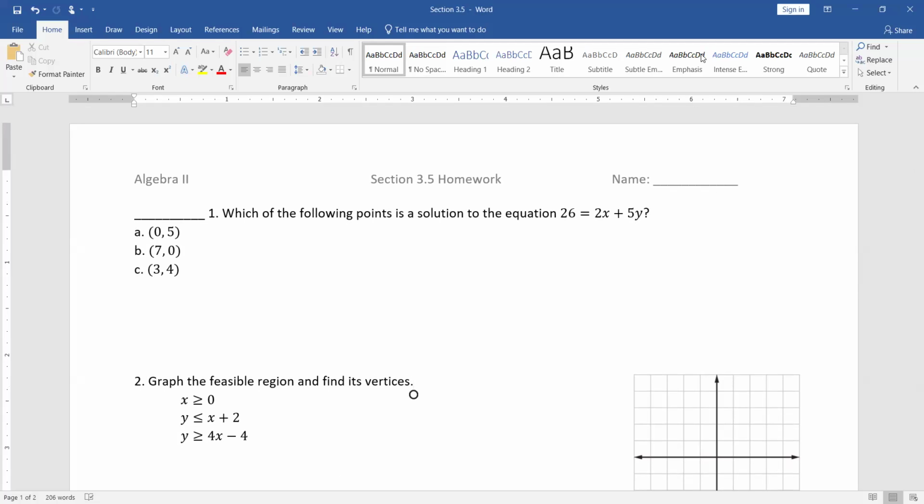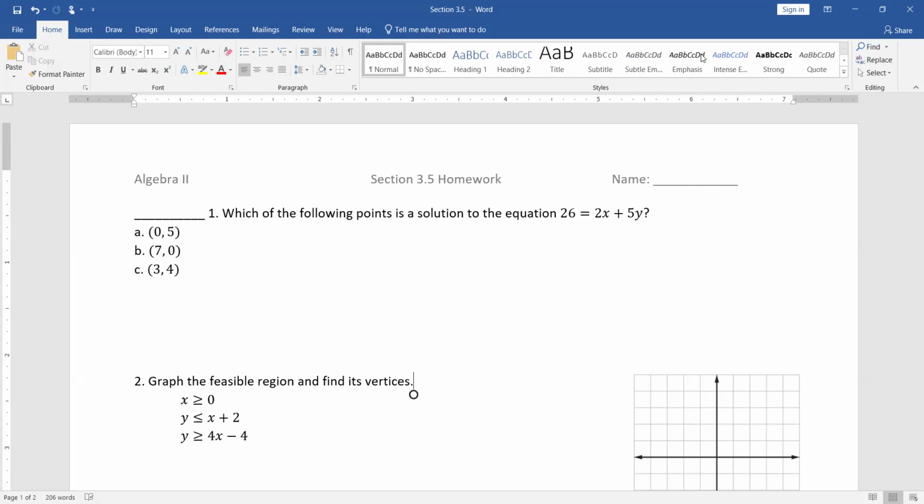So you might need to skip ahead in the video a little bit if you need the back of the worksheet, but I'll probably be going through this pretty quickly. So if you want to review, just stay with me. Okay, so for number one, we're asking which of the following points is a solution to the equation 26 equals 2x plus 5y.